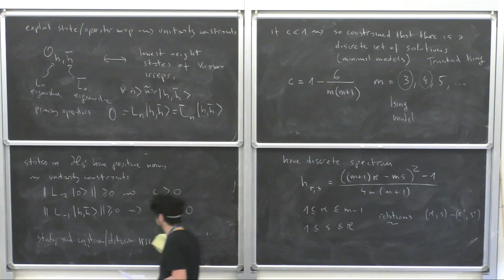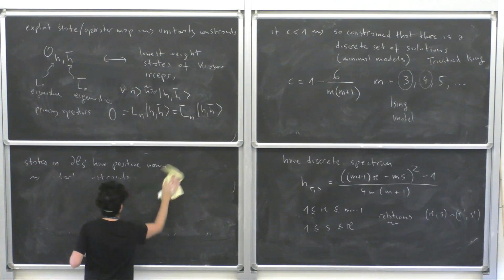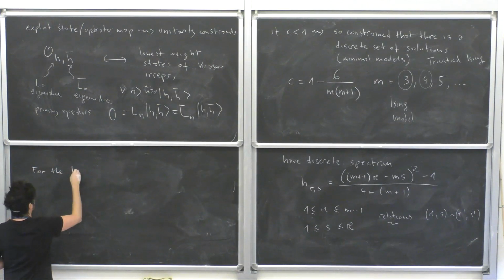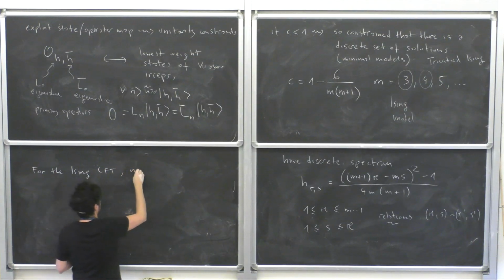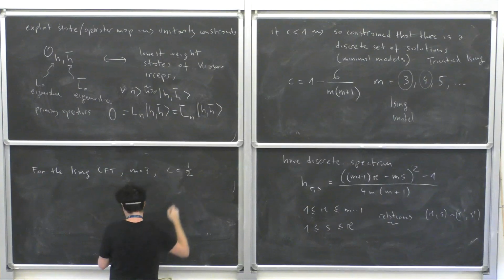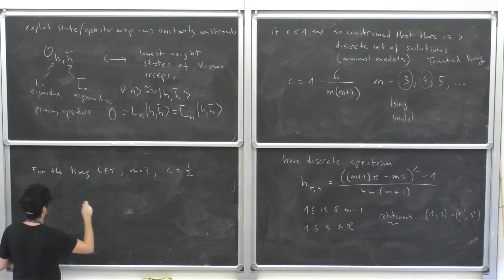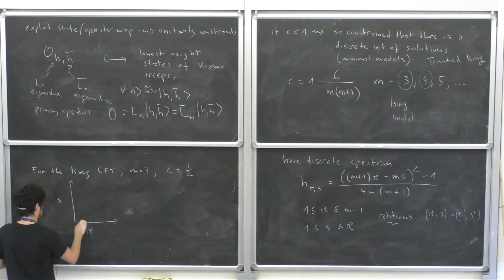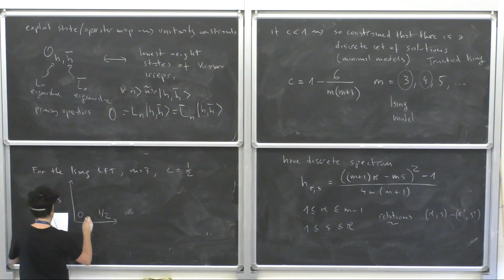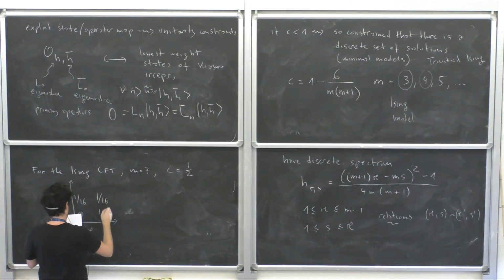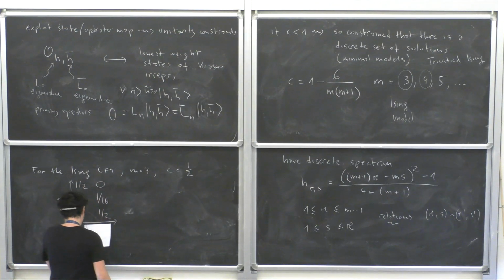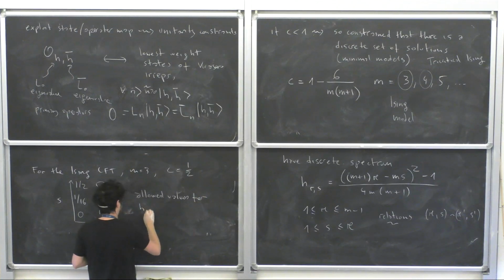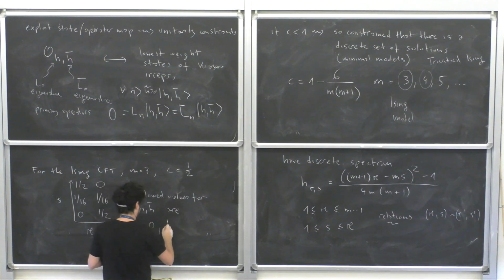So in particular, if we compute it for the Ising CFT, m is equal to 3, so c is equal to a half. And if you write down the possible allowed h's, you get a table like this. R goes this way, S goes this way. You have 0, a half, 1 over 16, 1 over 16, a half, and 0. And so the allowed values for h and h bar are just in this set: 0, a half, and 1 over 16.